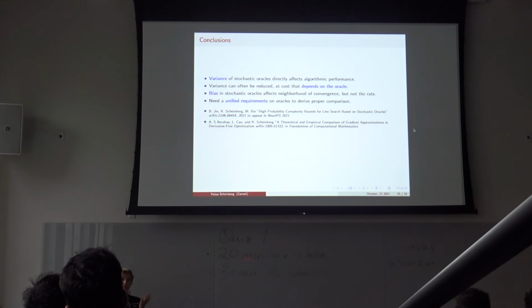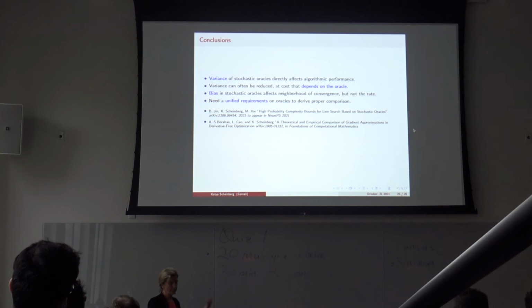But the point is, when we're talking about, for example, unbiased estimates with high variance and slightly biased estimates with low variance, we may want to prefer the slightly biased estimates with low variance. And basically, we do need to have some kind of uniform approach to how we treat stochastic oracles, just as we do in standard settings. So here are a couple of papers that this is based on. It's also based on some prior work.